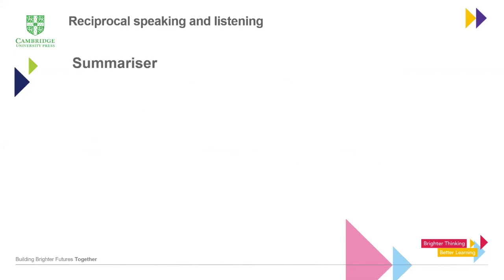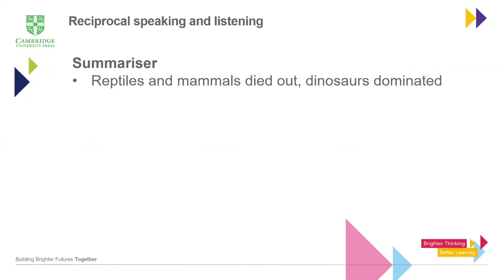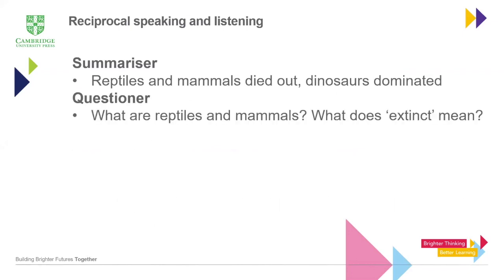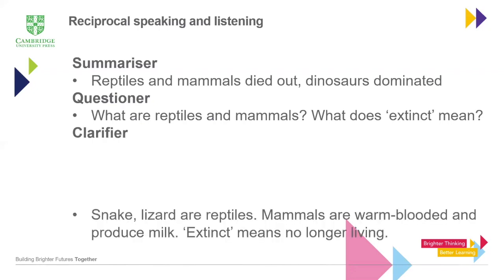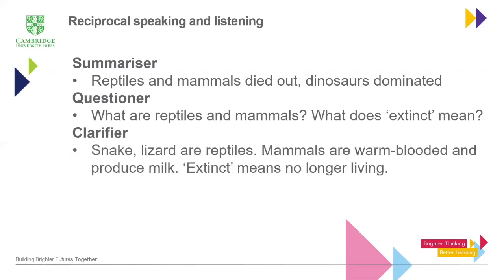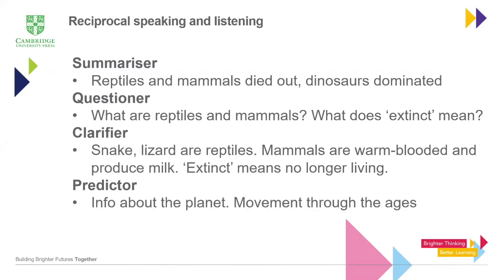And just to give you an example, here's my little summary. Reptiles and mammals died out, dinosaurs dominated. Of course, your summaries were great, in fact, better because your summaries were longer. A couple of questions that I thought of. What are reptiles and mammals? What does extinct mean? Clarifier answering the questions: snakes and lizards are reptiles. Mammals are warm-blooded and produce milk. Extinct means no longer living. And the predictor: information about the planet and movement through the ages.